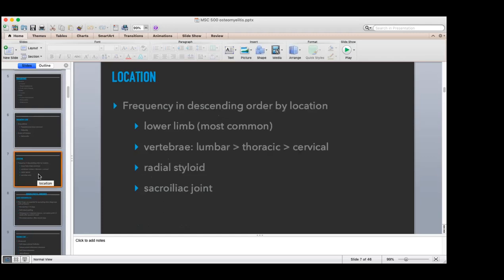The location, I like looking at it in terms of a descending order. So it's commonly seen in the lower limbs, and in the lower limbs, it's more common in the tibia than in the femur. So you commonly see it in the tibia, then followed by the femur. Then in the vertebra, it's more common in the lumbar, followed by thoracic, and finally in the cervical region. Then other sites include the radial styloid and the sacroiliac joint.